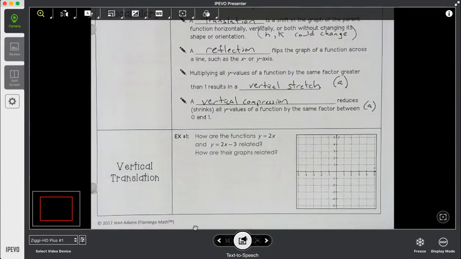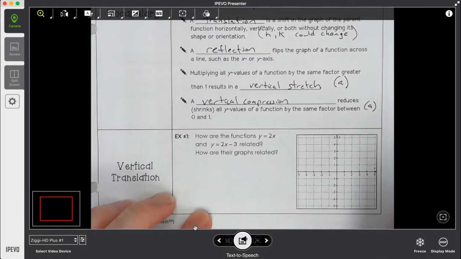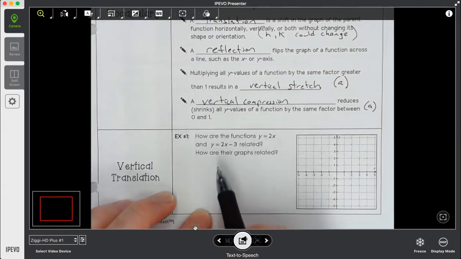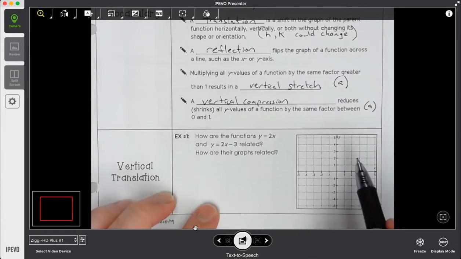So let's look at our first vertical translation. We're going to look at lines first, although with lines, we could see both a vertical or horizontal translation in the same movement. If our parent function is y equals 2x, we want to see how y equals 2x minus 3 is related to the parent function. How are their graphs related?